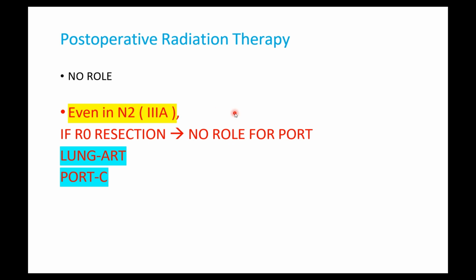We did an EBUS, which was negative. We did a mediastinoscopy, which was negative. Then we proceeded with the resection with the mediastinal lymphadenectomy, and we submitted the final specimen for HPE. In the final HPE, 1 or 2 mediastinal lymph nodes are positive in stations 2 to 9. Even then, the final histopathological stage becomes 3A, but as long as this patient has undergone an R0 resection, there is no role for radiation based on Lung ART and PORT-C.